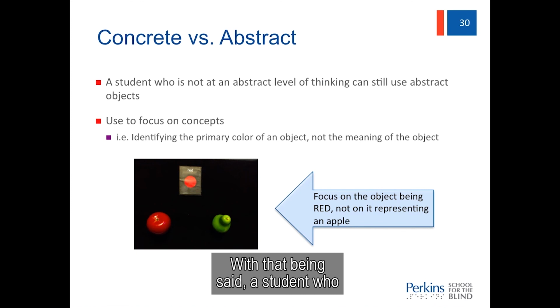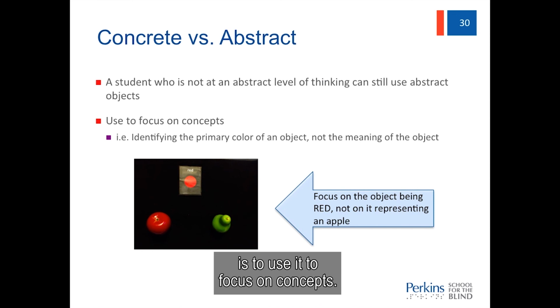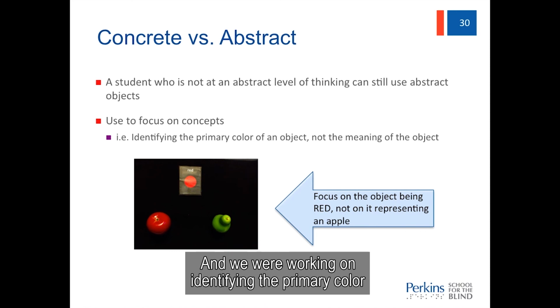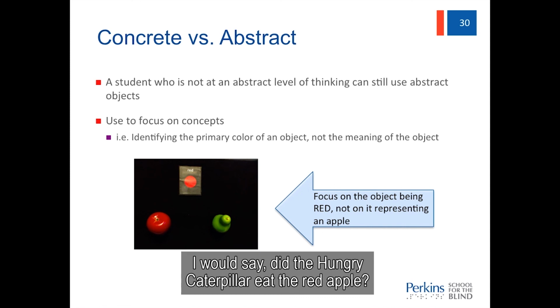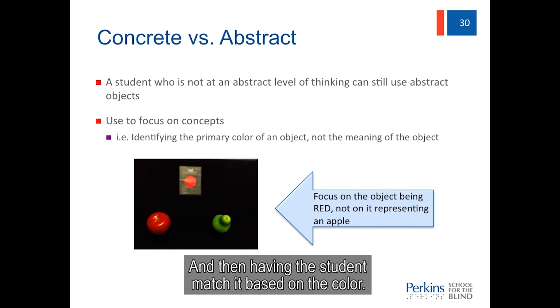With that being said, a student who is not at an abstract level of thinking can still use abstract objects, but the key there is to use it to focus on concepts. For example, in the picture below, we were working on the hungry caterpillar story box, and we were working on identifying the primary color of the object, not the meaning. So I would focus on the color. I would say, did the hungry caterpillar eat the red apple, or did he eat the green pear? And then having the student match it based on the color.